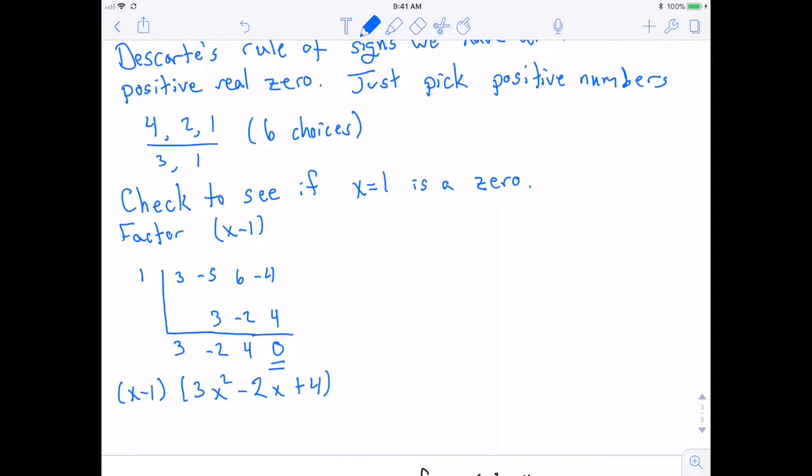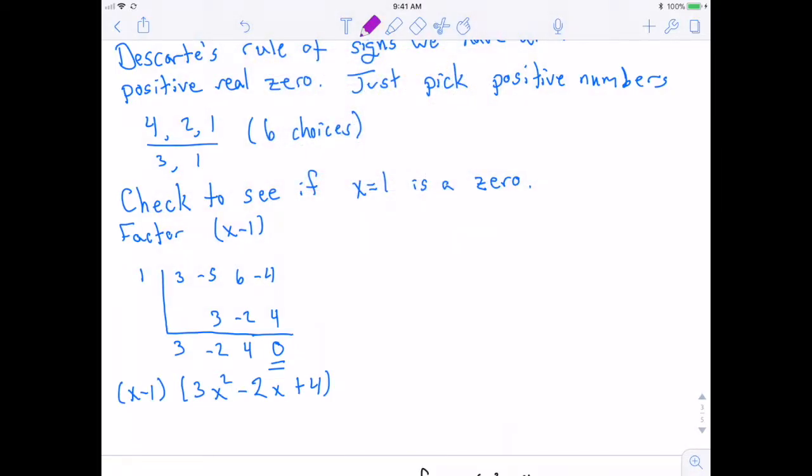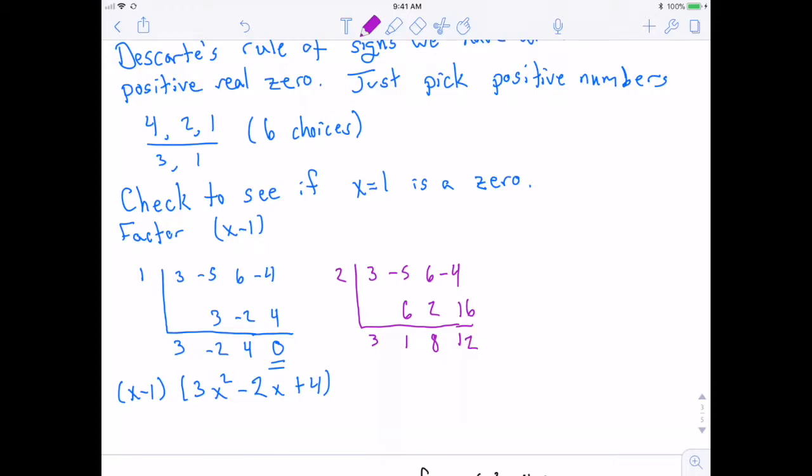Let's see what would happen if we picked a larger number than 1 and did the synthetic division. So maybe we'll do this in a different color. How about we do it in purple here? And why don't we try dividing by 2 and seeing what the outcome will be. We carry down 3. 2 times 3 is 6. Negative 5 plus 6 is 1. 1 times 2 is 2. 6 plus 2 is 8. 8 times 2 is 16. Negative 4 plus 16 is 12.